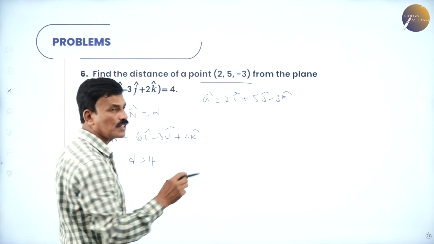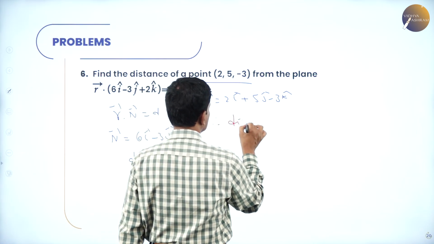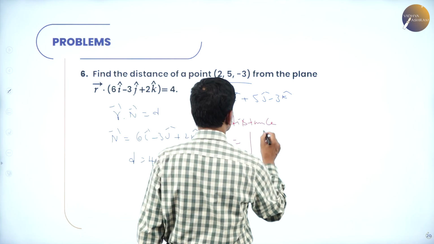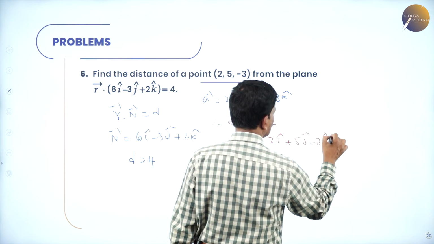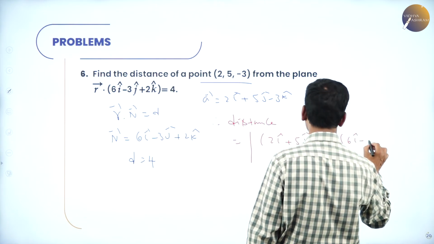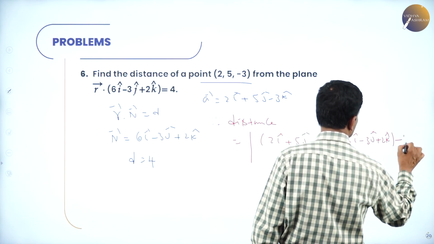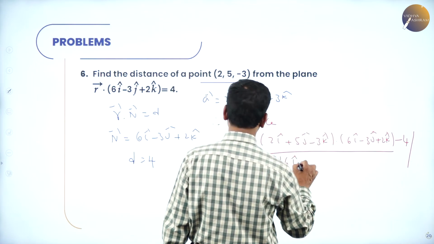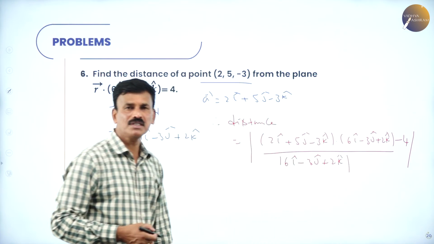That's it. The distance of the point P (2, 5, -3) to the plane is given by: the distance is equal to the dot product of vector a, that is 2i plus 5j minus 3k, dot n, that is 6i minus 3j plus 2k, minus d. What is d? d is equal to 4, divided by the magnitude of n, that is 6i minus 3j plus 2k. That's it. So if you simplify this, you will get the distance.